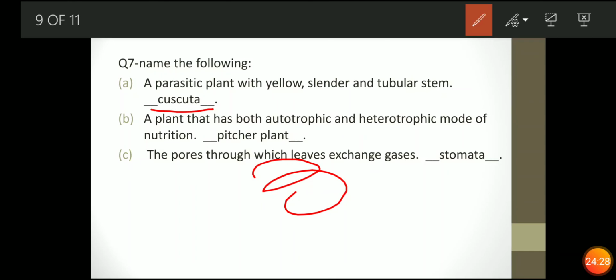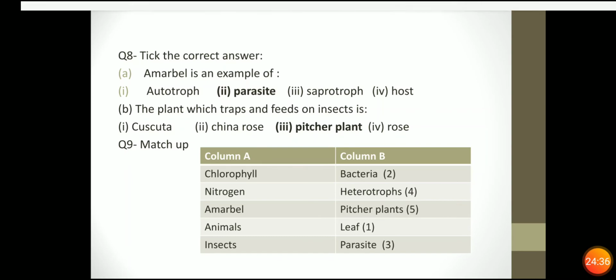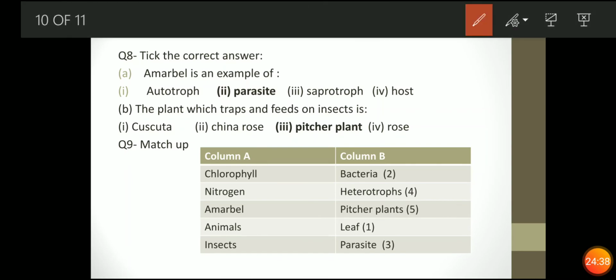Our example is your pitcher plant. Now the pores through which leaves exchange gases. Through what do plants exchange gases? That is through stomata. Now the next question is, tick the correct option. Amarbel is your cuscuta, so it is an example of parasitic. The plant which traps and feeds on insects. A plant that traps and feeds on insects is your pitcher plant.